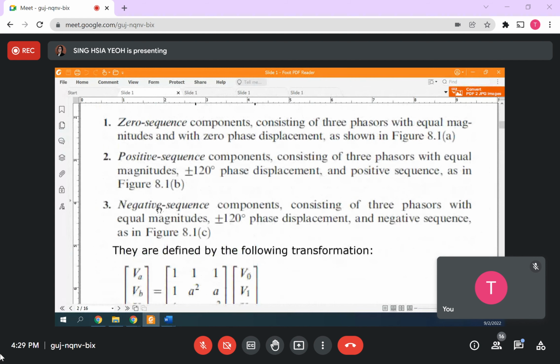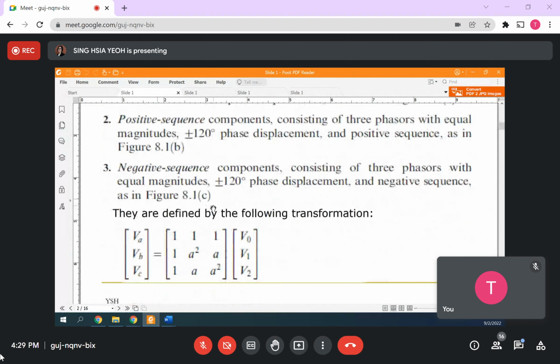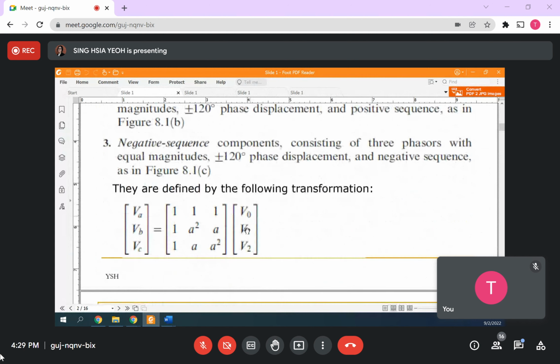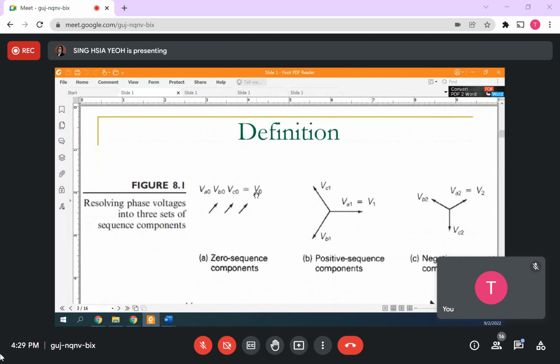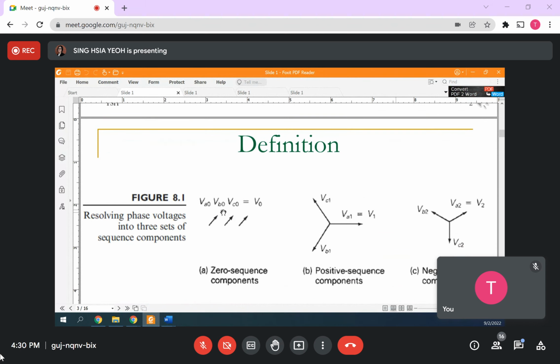So why do we have zero sequence, positive sequence, and negative sequence, which are V0, V1, and V2? We have VA, VB, and VC, right? Three phases: A phase, B phase, and C phase. All the A phase separate into A0, A1, and A2. All the B phase separate into B0, B1, and B2. All the C phase separate into C0, C1, and C2.